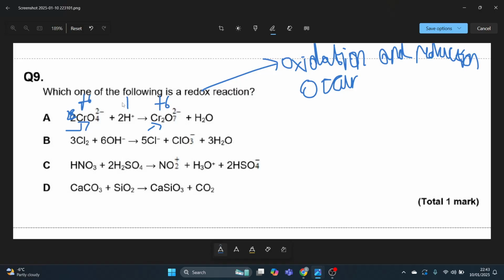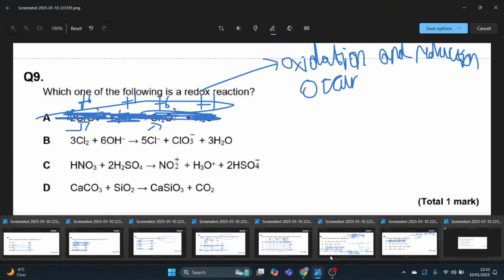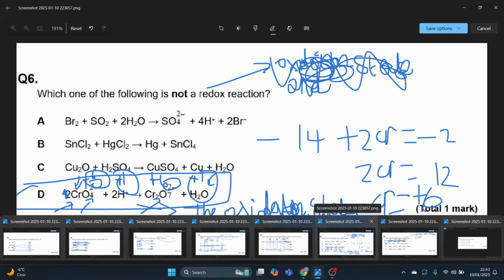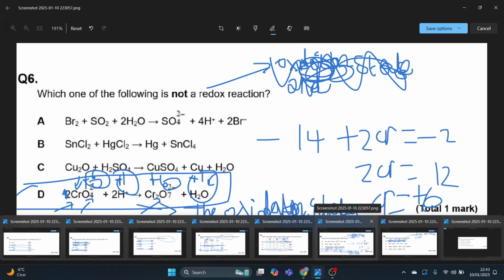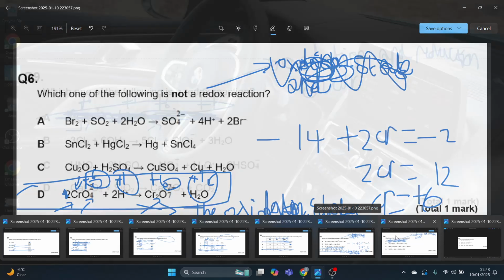And then this one, that's plus 1. Don't care about moles, and that is also plus 1. So that is not a redox reaction. It does not change the oxidation state. And that was literally just the one I went through, the one that I said was not a redox reaction, yeah, it's not.